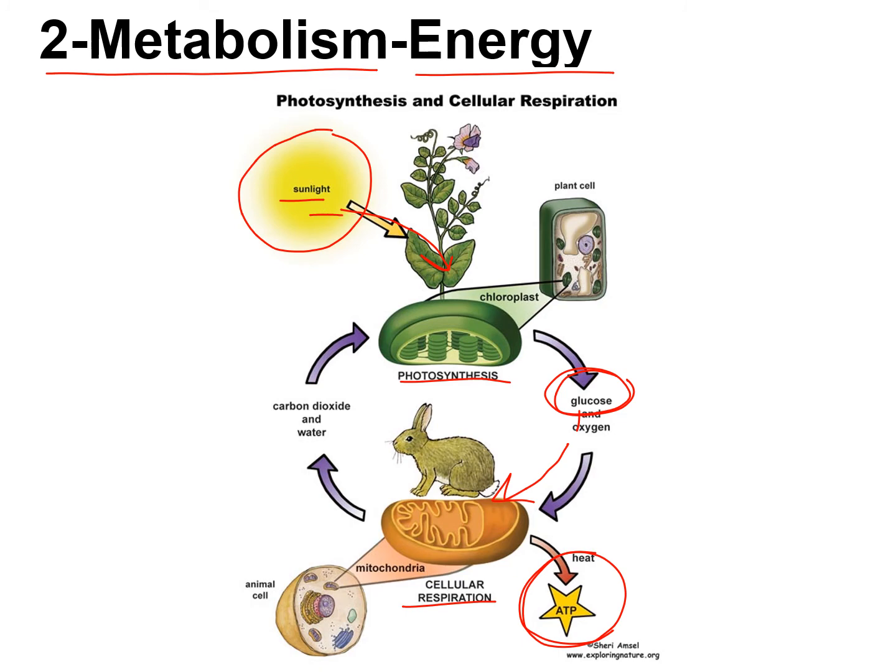Energy flows from the sun, it goes through the process of photosynthesis, then through cellular respiration, and then as that ATP is used, that energy is released as heat into the environment. Energy cannot be recycled. So that's why this is called the flow of energy. It only moves in one direction.